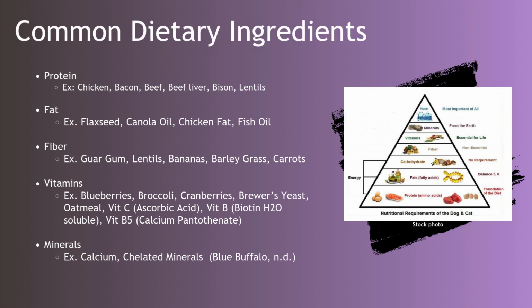You will see common dietary ingredients, proteins such as chicken, bacon, beef liver, bison, and lentils. Fat, flaxseed, canola oil, chicken fat, fish oil. Fibers, guar gum, lentils, bananas, barley grass, and carrots. Vitamins, blueberries, broccoli, cranberries, brewer's yeast, oatmeal, vitamin C, vitamin B, and vitamin B5. Minerals, you'll see calcium, chelated minerals.